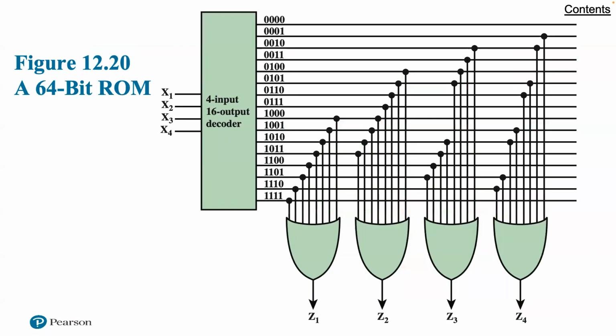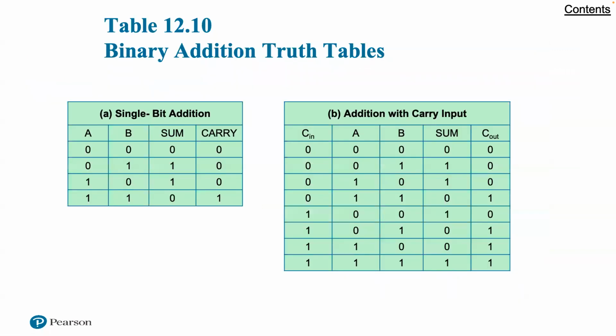Figure 1220 that we're showing now shows how this memory could be implemented using a 4 to 16 decoder and 4 OR gates. As with the PLA, a regular organization is used and the interconnections are made to reflect the desired result. Binary addition differs from Boolean algebra in that the results include a carry term. However, addition can still be dealt with in Boolean terms.